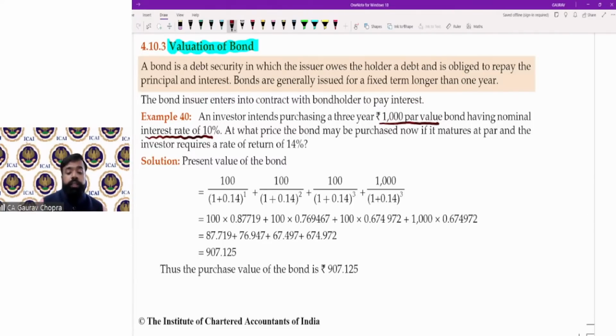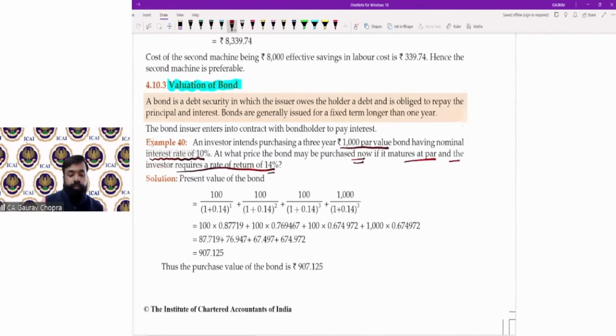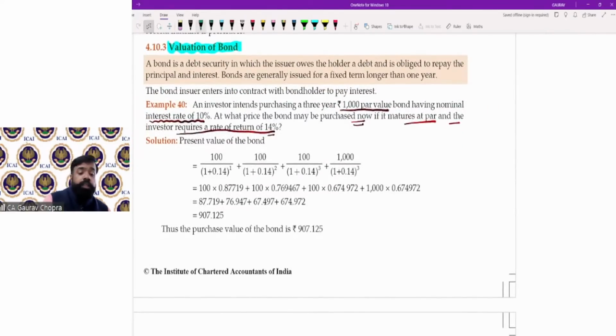At what price the bond may be purchased now? तो हम बॉन्ड को कितने में परचेज करें? If it matures at par and the investor requires a rate of return of 14%. Okay. Now, understand this question carefully. पहले क्वेश्चन ने क्या बोला?